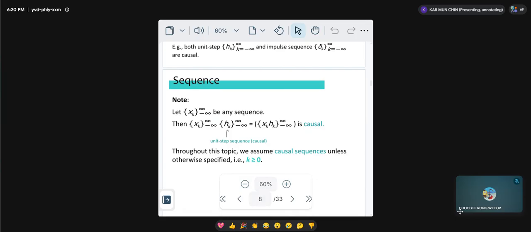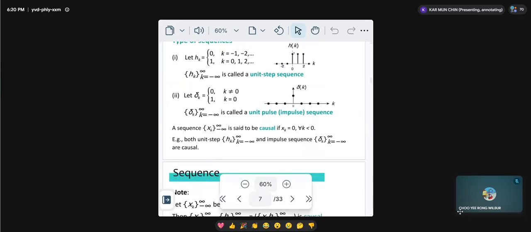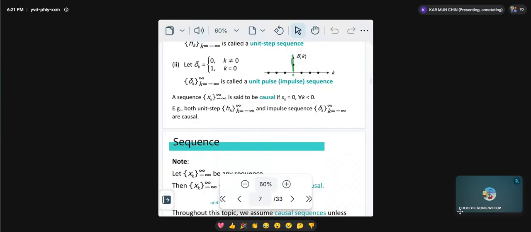Note that xk can be a sequence, while if you multiply xk by hk, the unit step sequence, the two combine and the result will be causal. Causal means that it only exists after 0.